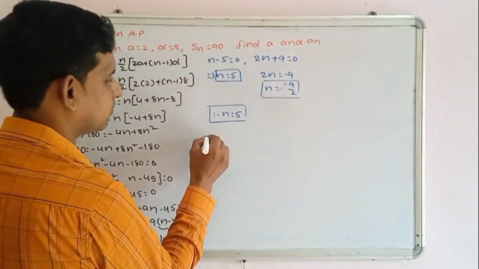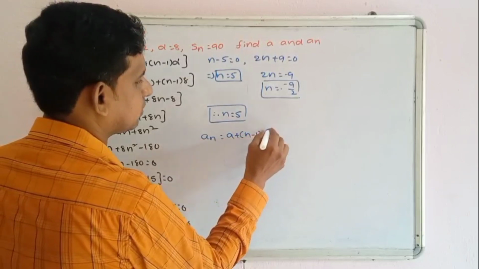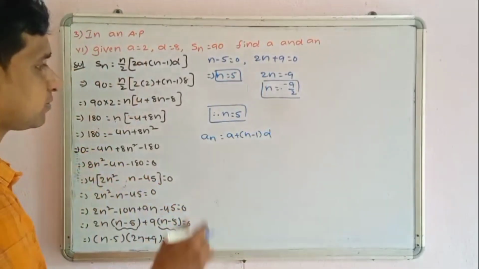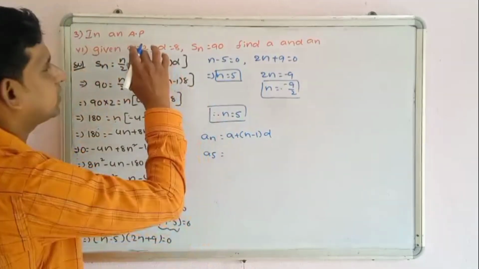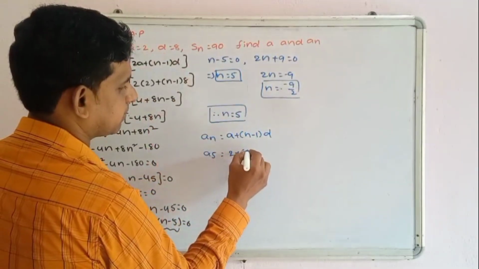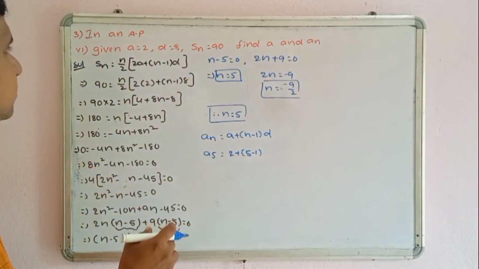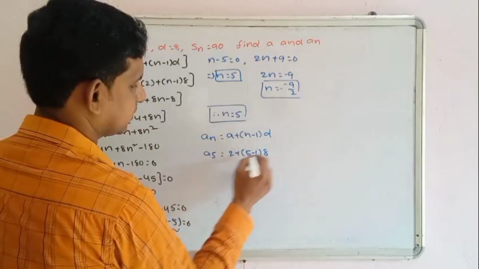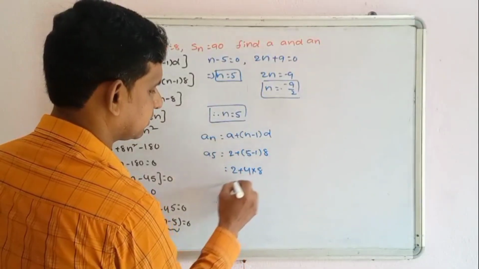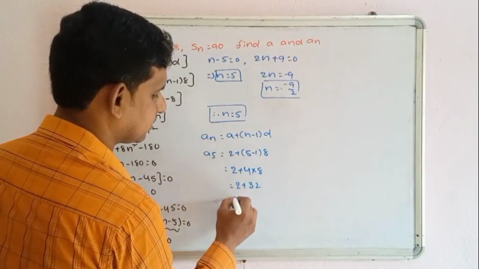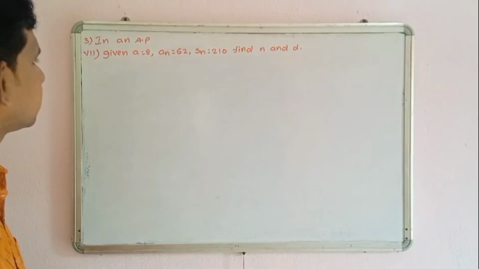Okay. Now we will find the value of a5. a_n equal to what is the formula? a plus n minus 1 into d. Here n equals to 5. a5 equals to a value 2 plus n minus 1, 5 minus 1. d value how much? Here d value 8. So 2 plus 5 minus 1 is 4 into 8. So 2 plus 32 is 34.